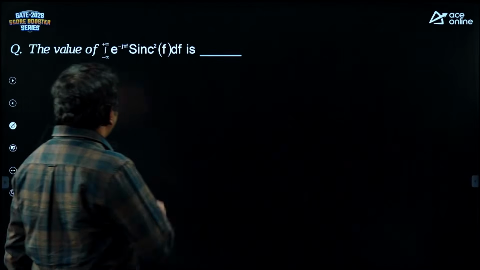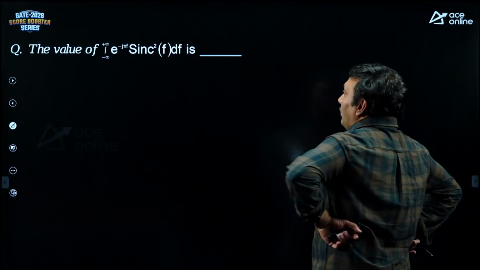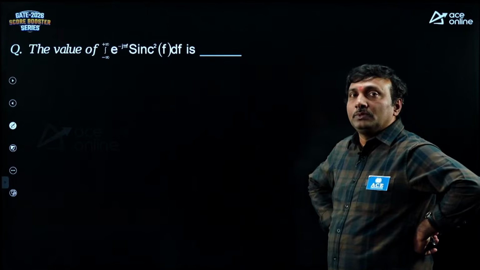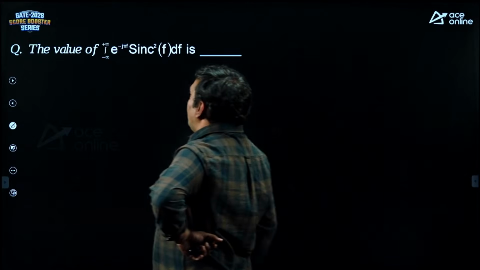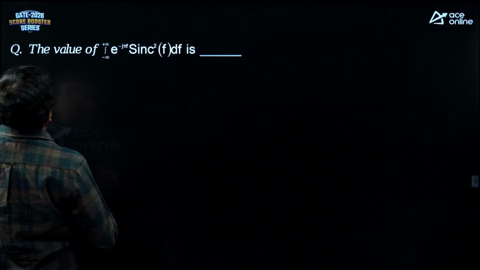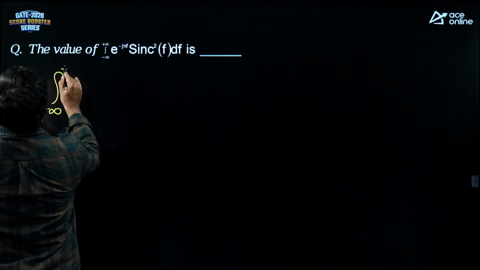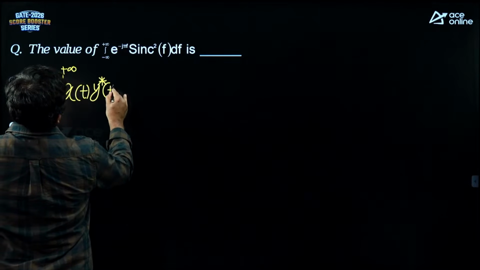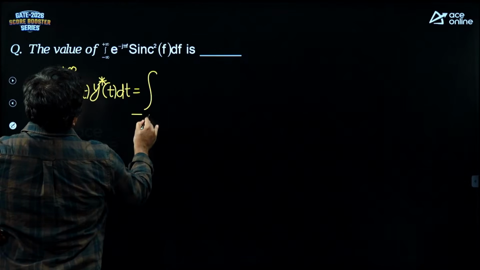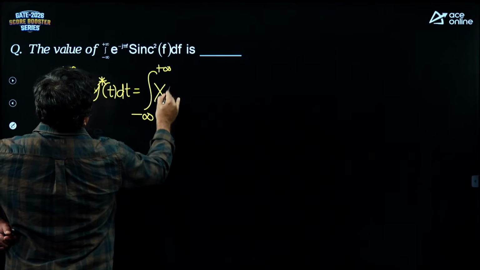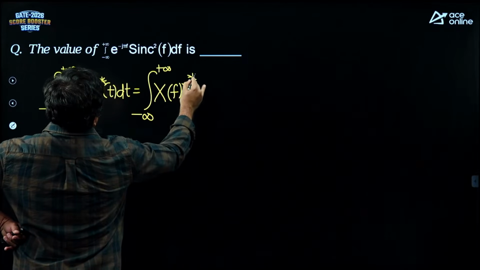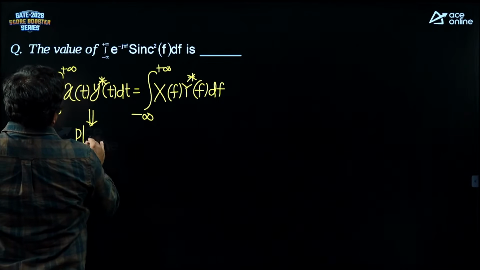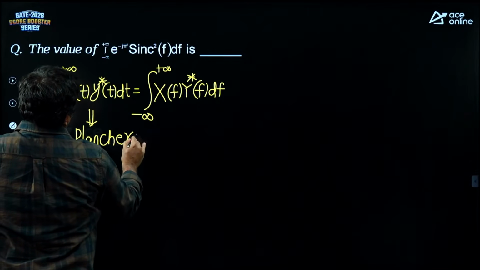What is the value of this integral? Integral from minus infinity to infinity of e power minus j pi f times sinc square f. That is the question given. It looks like the area under the product of two different spectrums, where you can think of Plancherel's relation. You can solve this integral easily by Plancherel's relation.